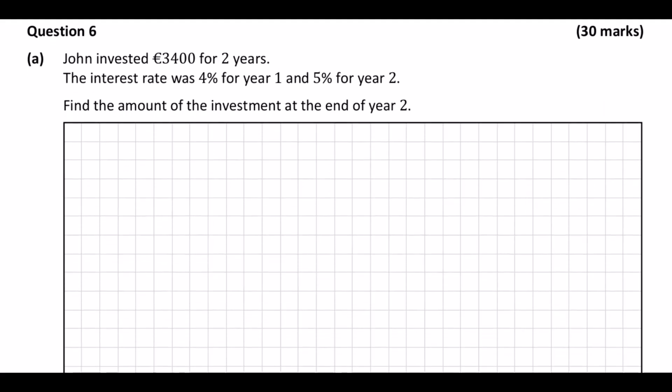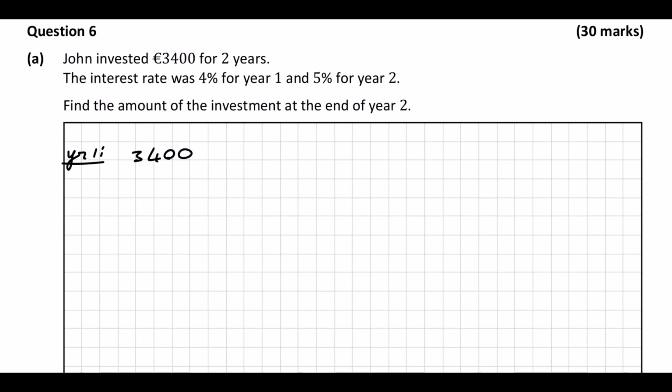Okay, next question then is question 6. John invested €3,400 for 2 years. The interest rate was 4% for the first year, 5% for the second year. Find the amount of the investment at the end of year 2. So if we start with 3,400, it increased by 4% in year 1. So this is year 1. So we want to increase this by 4%.